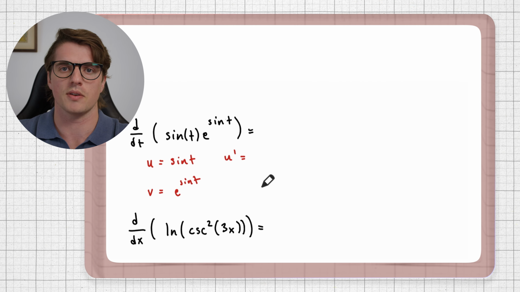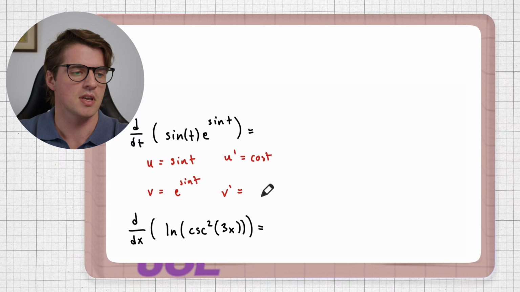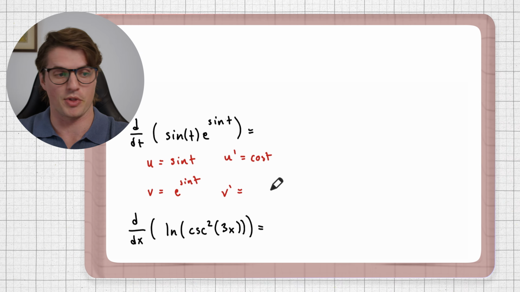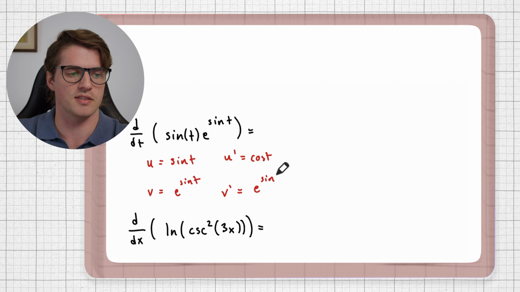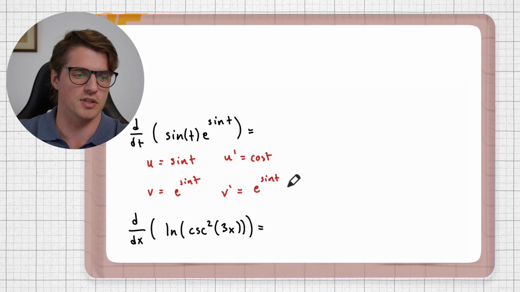U prime would be cosine of t. V prime: we leave e to the something alone, e to the sine t, and then we multiply by the derivative of the inside, which is cosine of t.